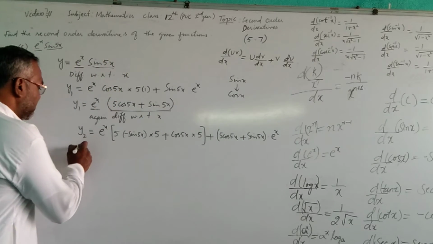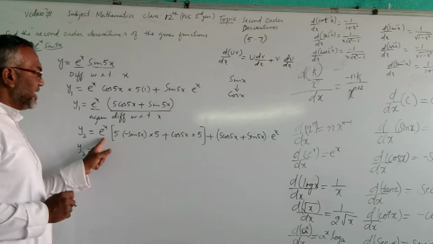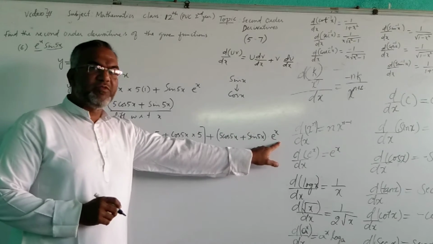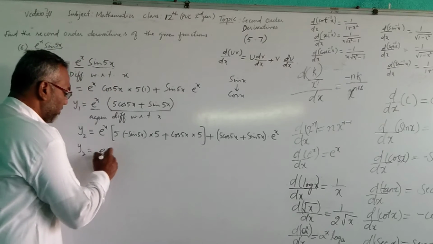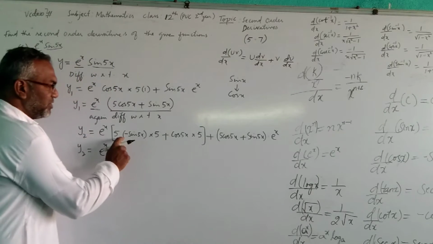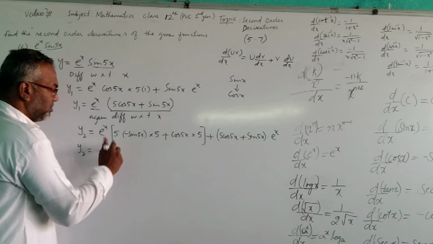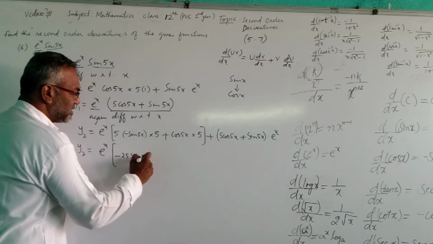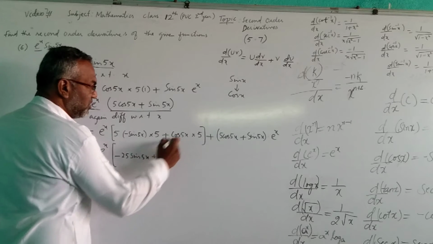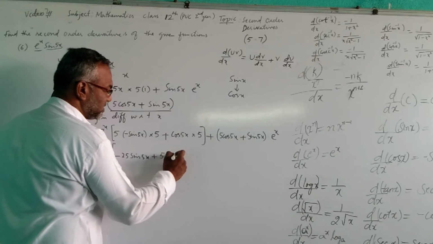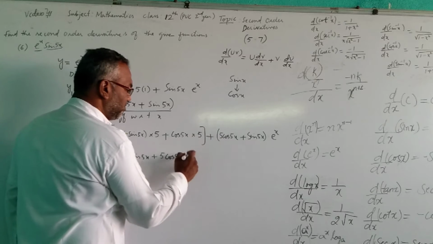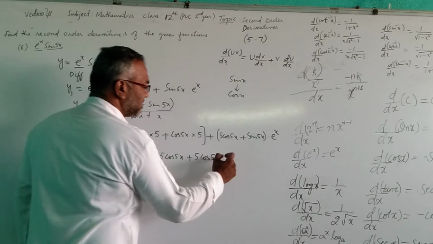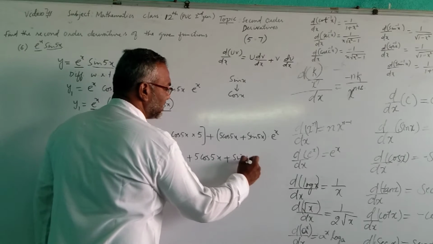Now from these two terms we can take e to the power of x common. We have e to the power of x here and we have e to the power of x here. So e to the power of x is common. So what will be left? This becomes minus 25 sin 5x plus 5 cos 5x. This will also become plus 5 cos 5x plus sin 5x.